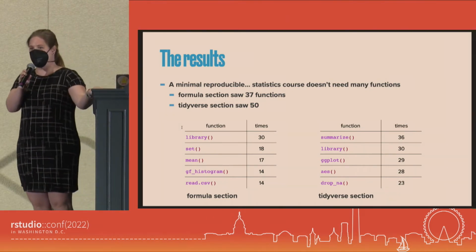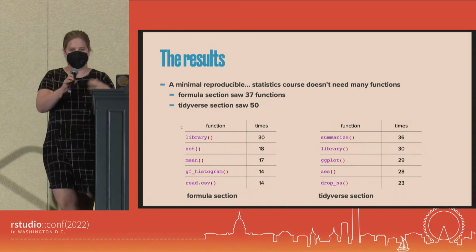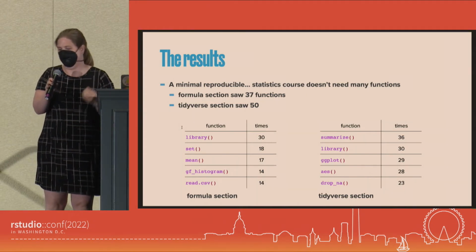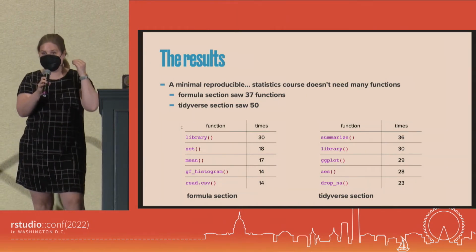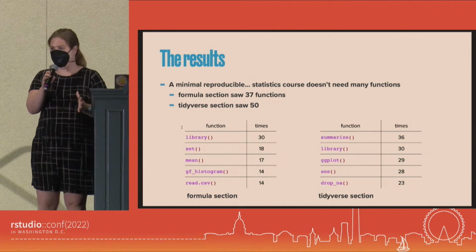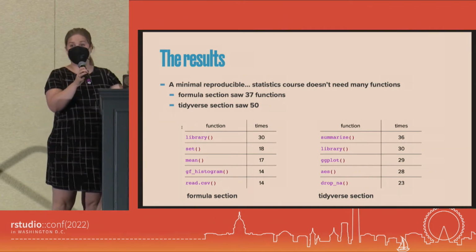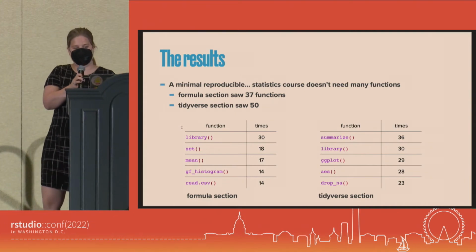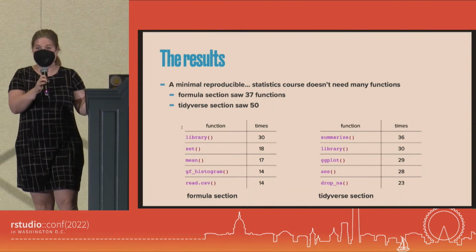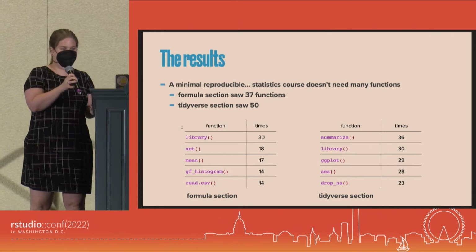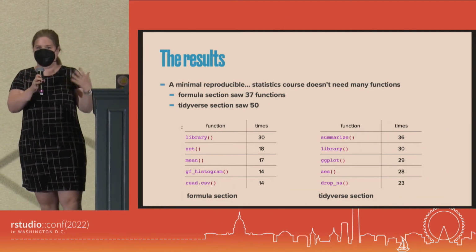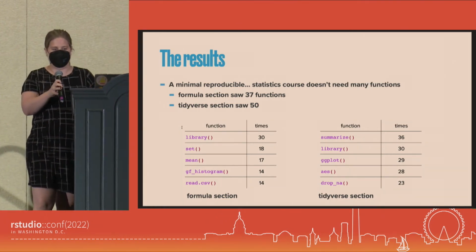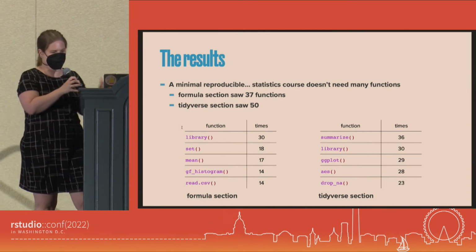And if you look at the top 5 in each of these sections, I think you'll kind of see some of the differences here as well. So in the tidyverse section, I used the summarize function a lot, every time we did summary statistics. I used the ggplot function a lot, every time I built a graphic. Versus in the formula section, in the top 5, I have the GF histogram. That's apparently the graphic that I made the most. And I have the mean function, so a specific summary statistic. And you'd see some of those things kind of coming up in the tidyverse section if I went further down the list.